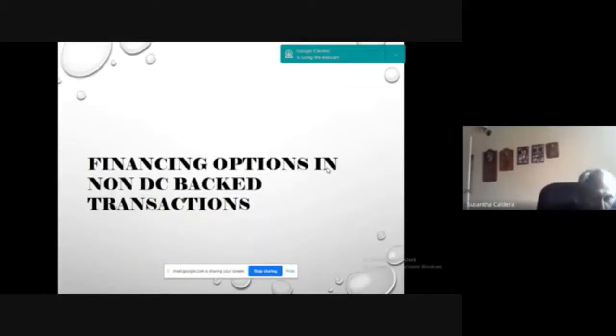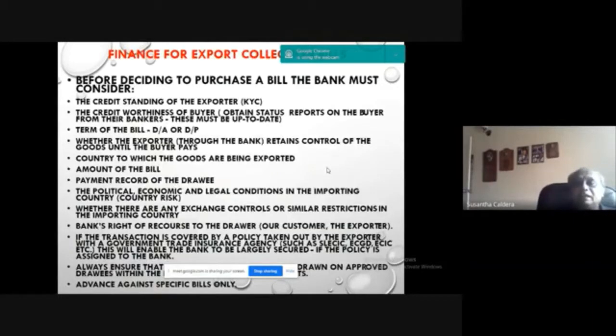Right. Now, we'll go to the financing options in non-DC backed transactions, that is, collection transactions. Finance for export collection. If you are going to finance the export collection, before deciding to purchase a bill, the bank must consider the credit standing of the exporter. Very, very important.